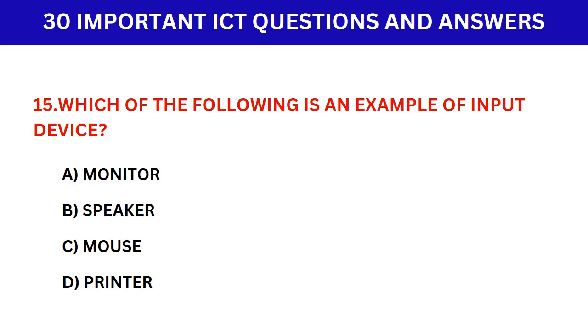Question number 15. Which of the following is an example of input device? Option A, monitor. Option B, speaker. Option C, mouse. Option D, printer. The right answer is option C, mouse. A mouse is used to give input and control the cursor.